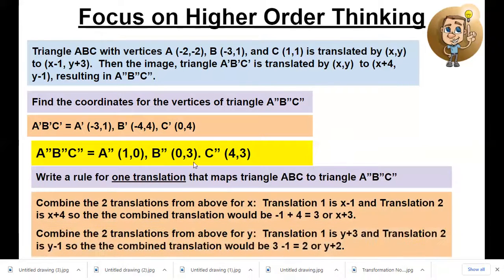And then you combine the y translations. The first one was adding 3. The second one was subtracting 1. So 3 minus 1 is 2. So if you just did y plus 2 from the original vertices, you would get A double prime, B double prime, C double prime. Give it a try at home. So there is your new translation, x plus 3, y plus 2.